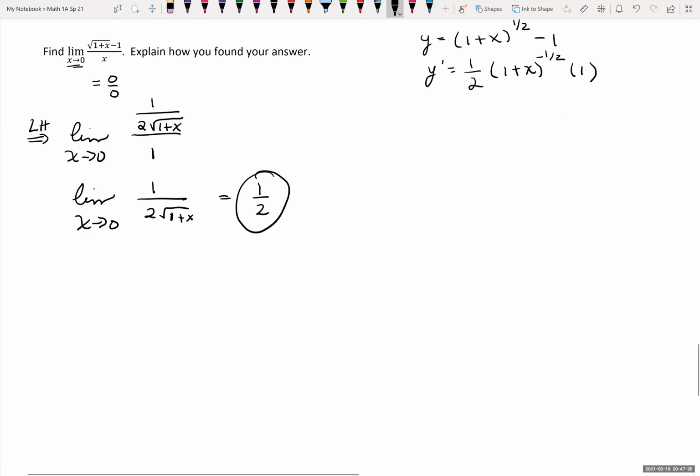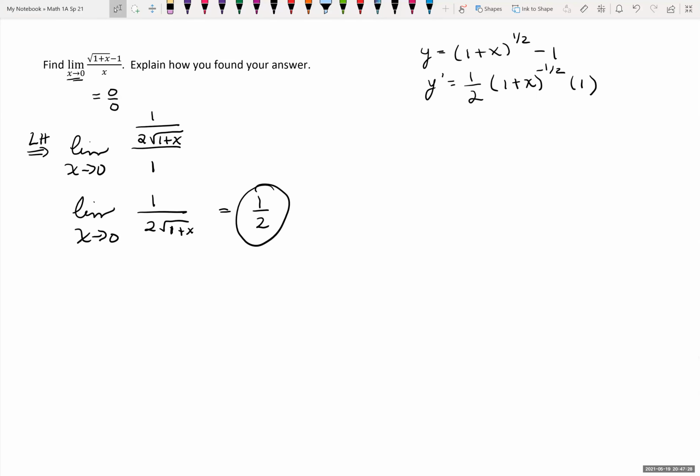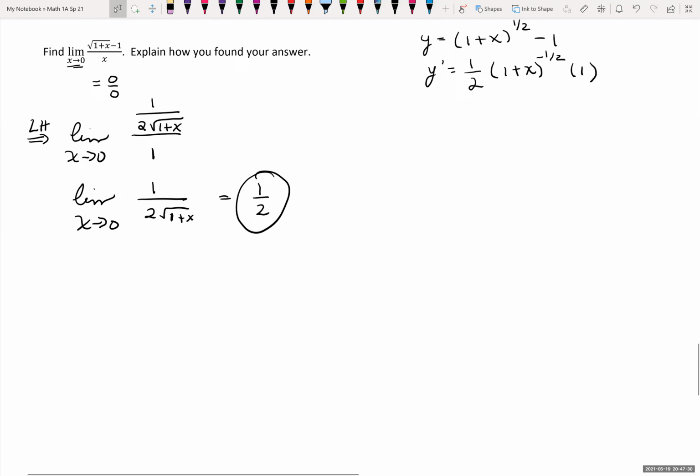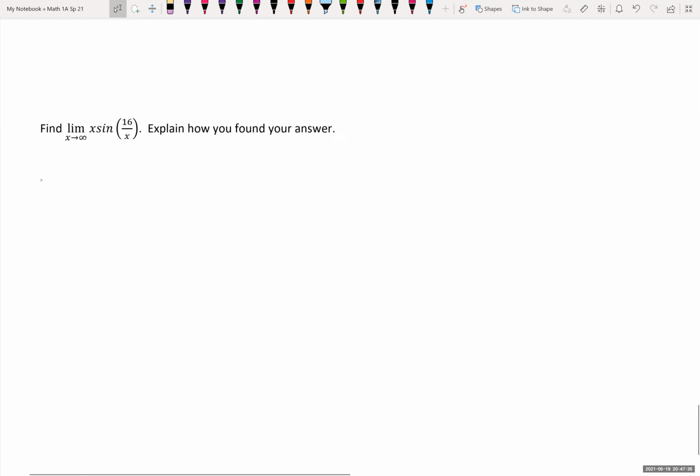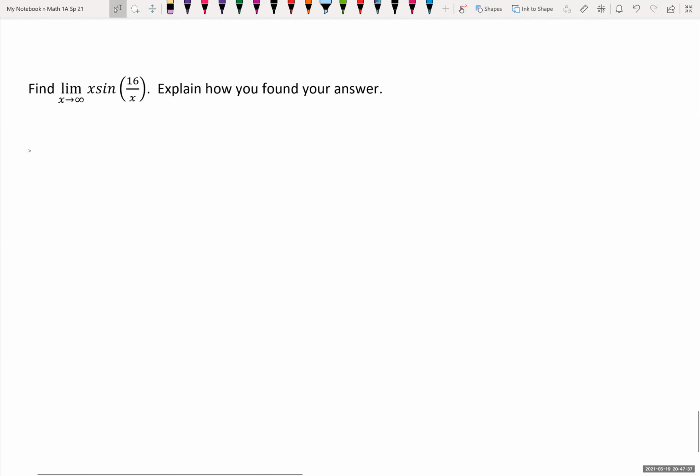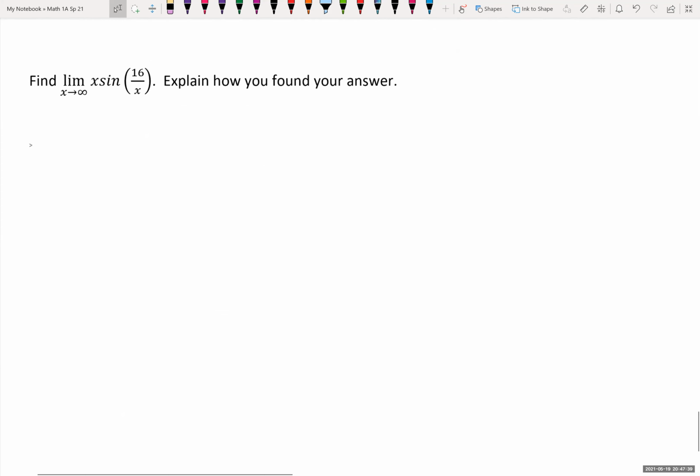The next problem, 5 on that exam, you also need to look at the limit. This one is the limit as x goes to infinity of x times sine of 16x. The problem is with direct substitution, we get this infinity times infinity. And this is another indeterminate form. It doesn't tell me anything.